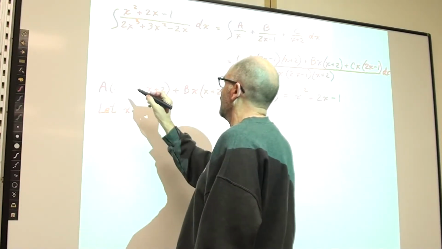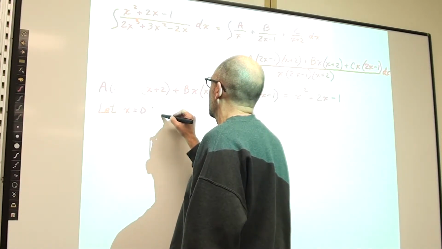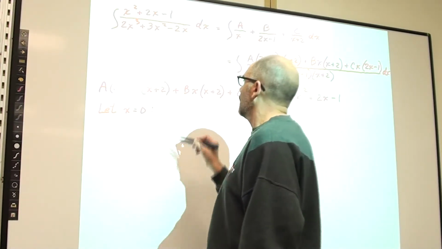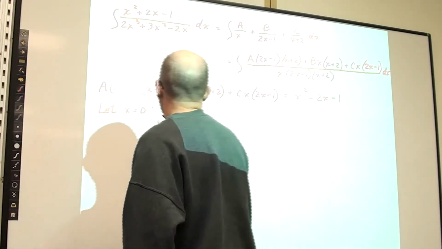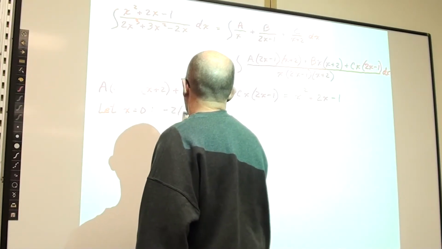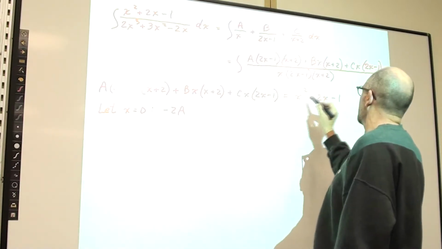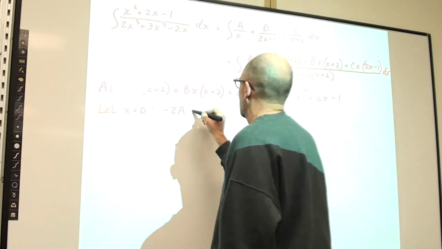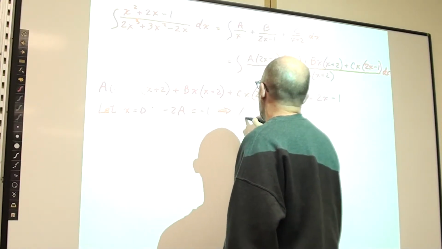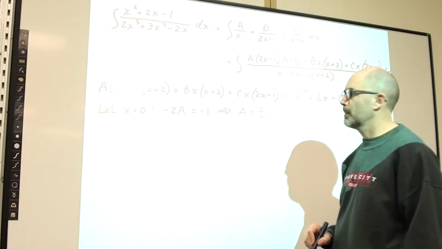So what I have then is a times negative 1. A times negative 1 times 2 is going to be negative 2a, plus 0b plus 0c equals 0 plus 0 minus 1. So that means a equals negative 1/2.